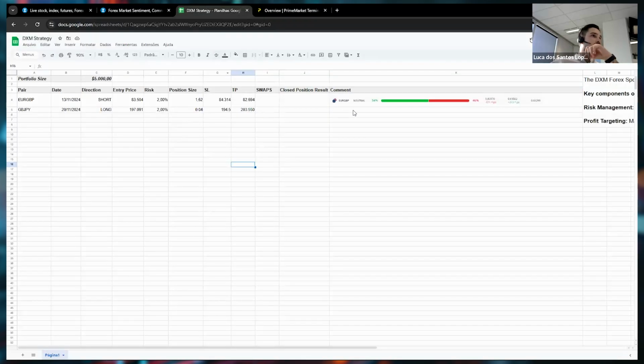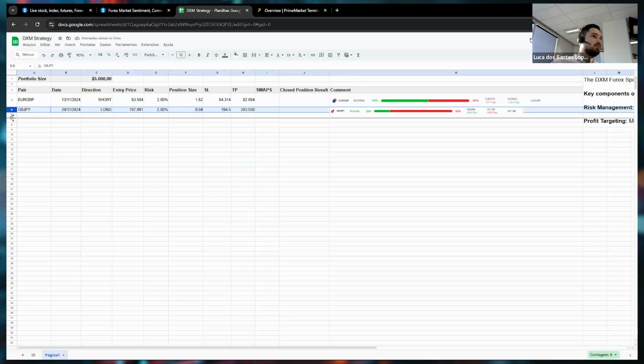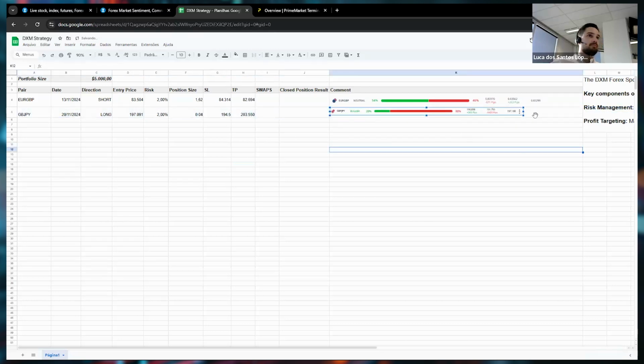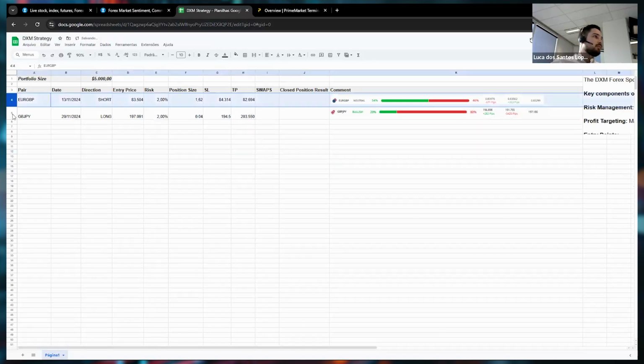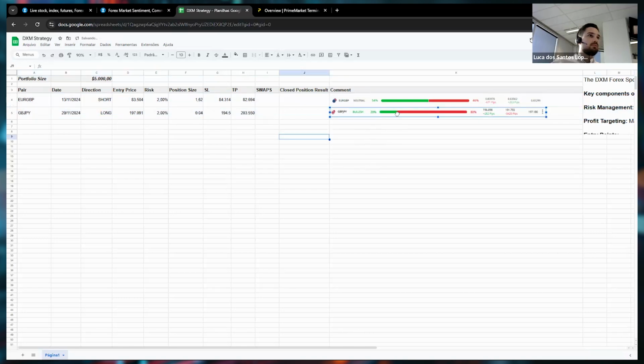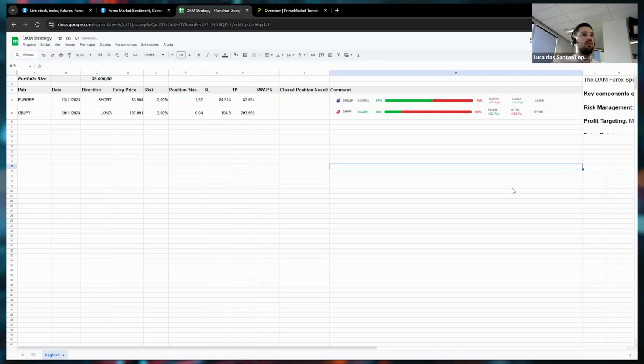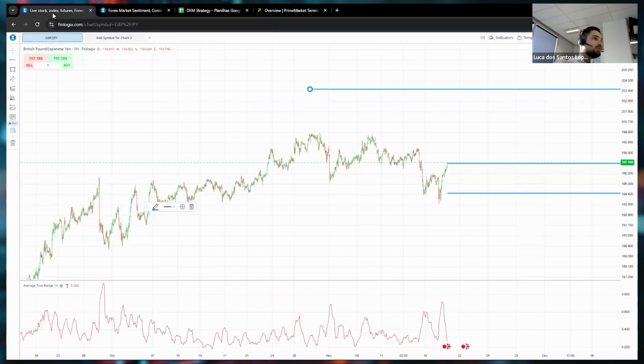And we come to comment, and then we paste here, and we just do a bit bigger. Perfect. All right. Very good. All right, so that's pretty much it. We have another trade right there. GBP JPY long.